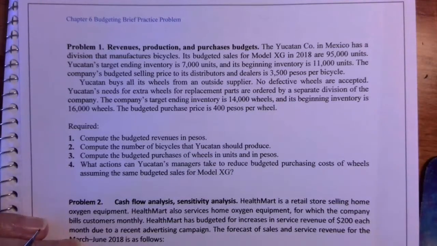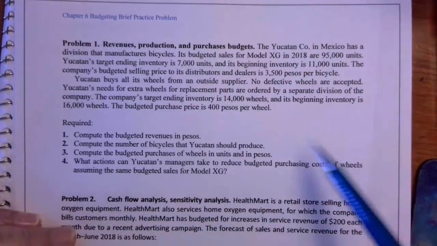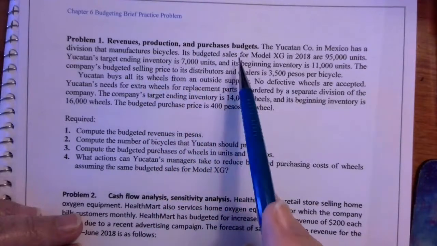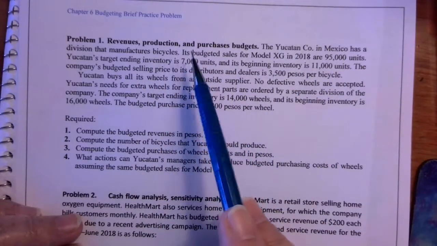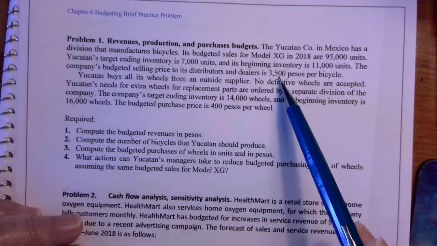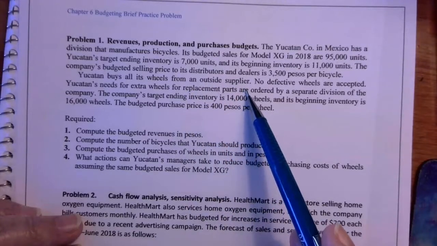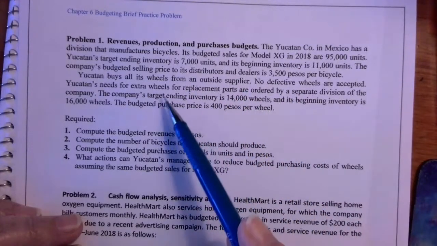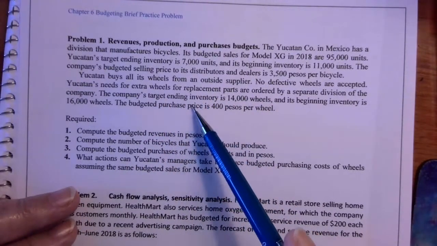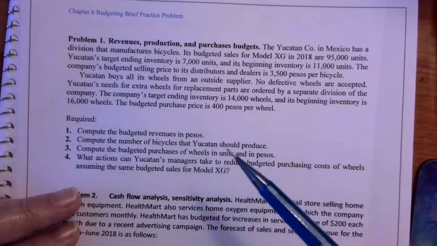Okay, this is the first of the brief practice problems for some core things to understand here. This is the Yucatan Company in Mexico. It has a division that manufactures bicycles, and the budgeted sales are 95,000 units. They give you target ending inventory, beginning inventory, and the company's budgeted selling price is 3,500 pesos per bicycle. They buy all their wheels from an outside supplier. They don't accept any defective wheels. The needs for extra wheels and replacement parts are ordered by a separate division. The company's target ending inventory is 14,000 wheels. Beginning inventory is 16,000, and the purchase price is 400.